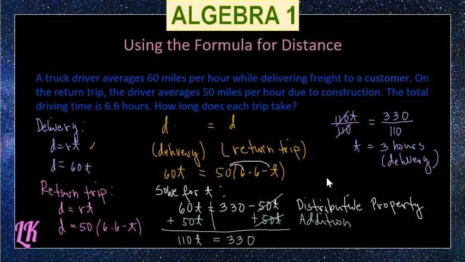And then 6.6 minus t is 6.6 minus 3. Therefore, for the return trip, that gives us 3.6. So the time for the return trip should be 3.6 hours.